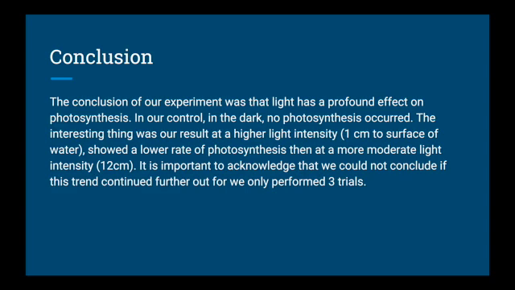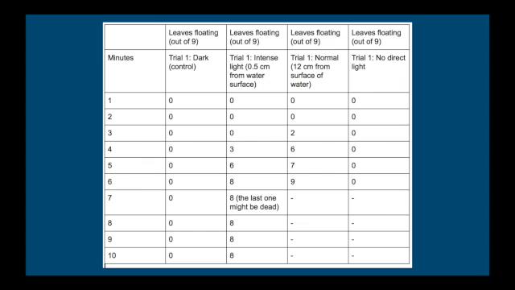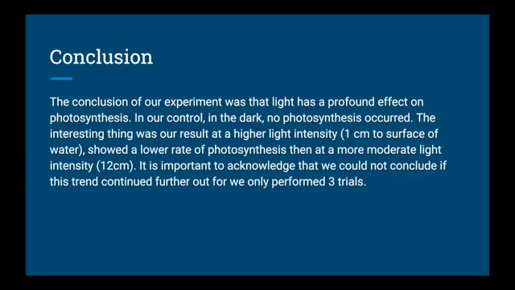Basically, the conclusion we reached was that light has a profound effect on photosynthesis, clearly, and that is evident by the graph here. And out of control in the dark, no photosynthesis occurred, none of the leaves floated. The interesting thing was our result. At a higher light intensity, which is about 1 centimeter to the surface of water, showed a lower rate of photosynthesis than at a more moderate intensity, 12 centimeters away from the top of the water. It is important to acknowledge the fact that we cannot conclude if this trend continued further out, for we only performed 3 trials.